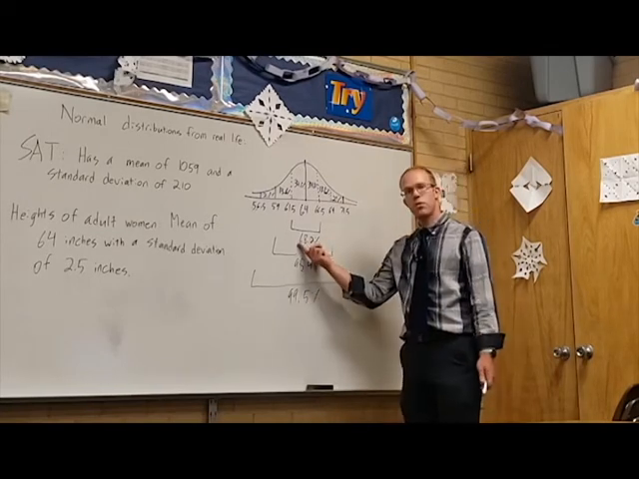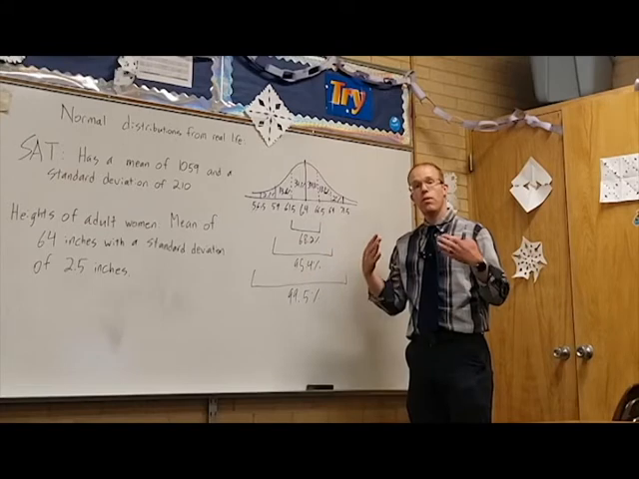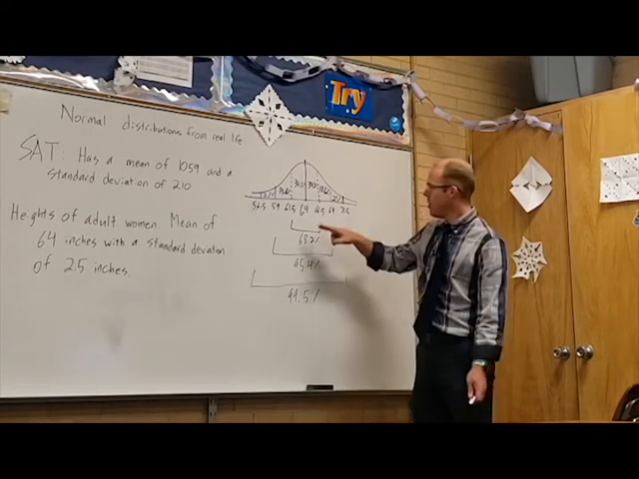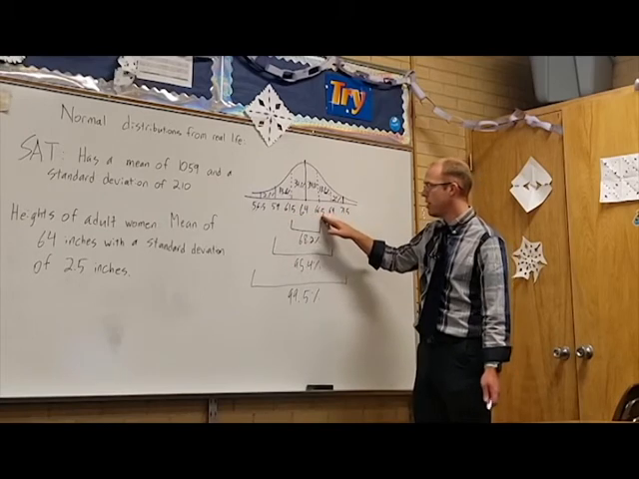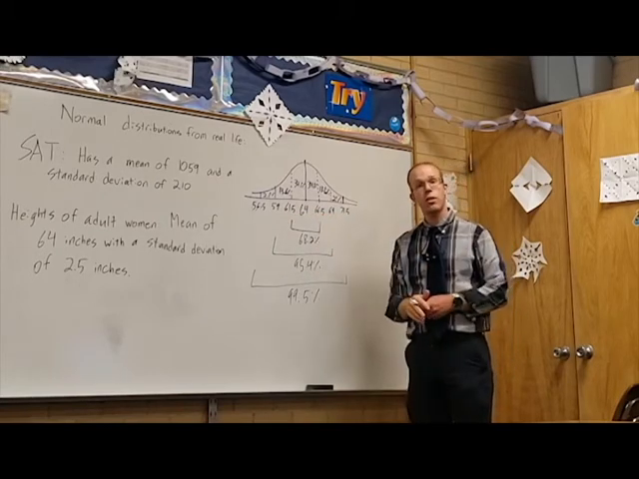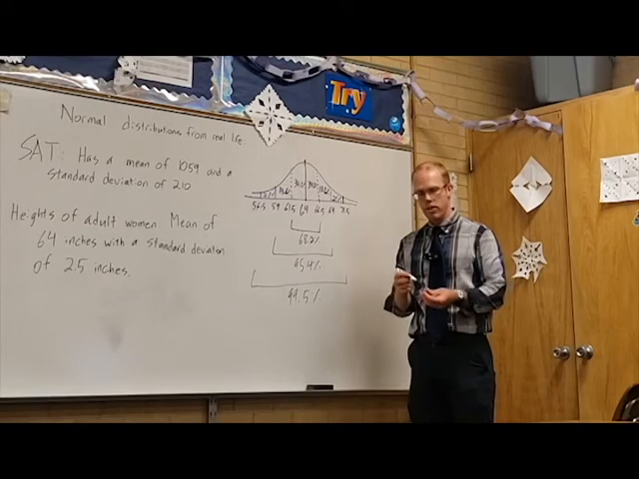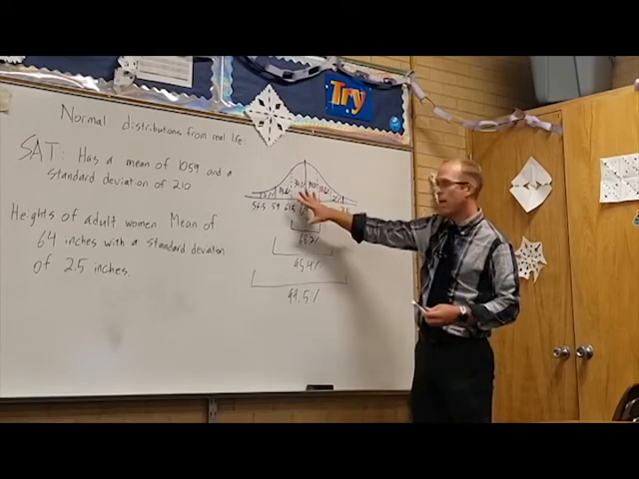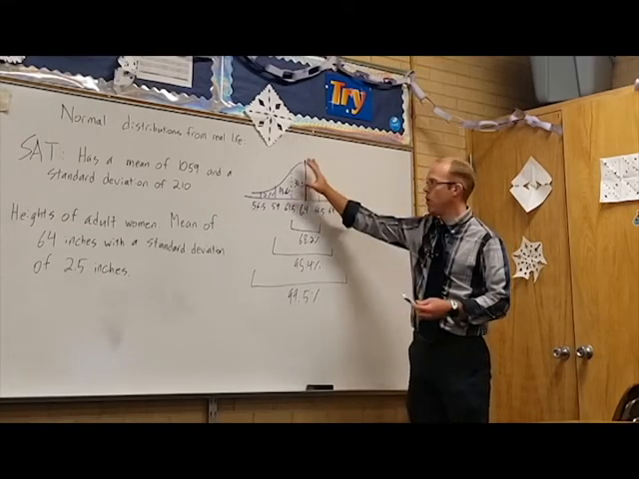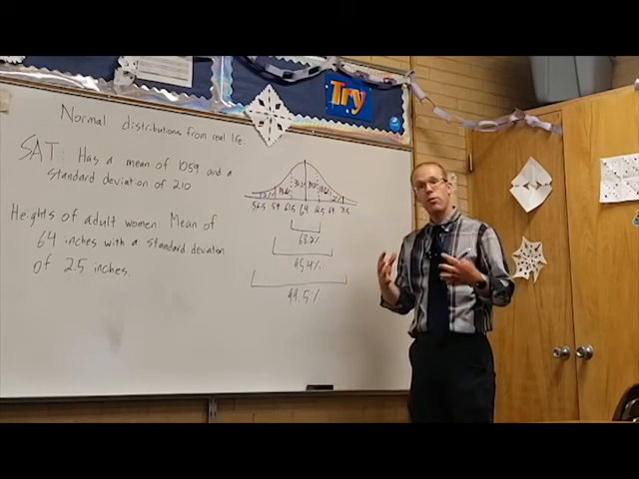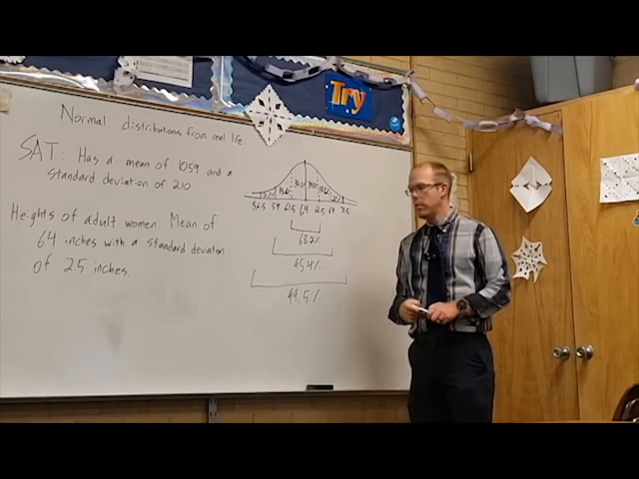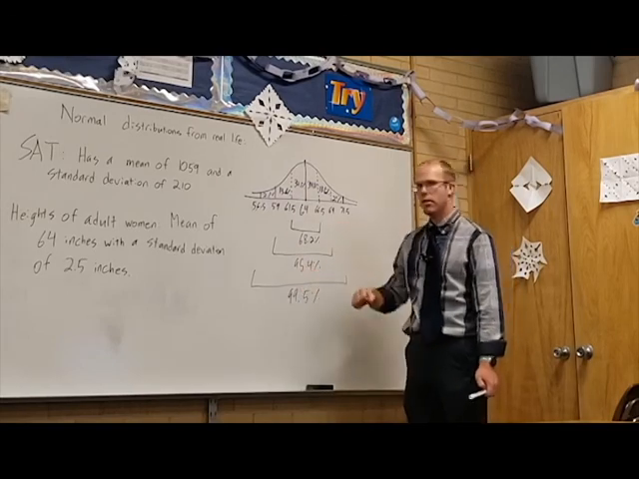So 68% of the adult female population in the United States is somewhere between 61.5 inches and 66.5 inches, and we can kind of start to break that down into categories and analyze if people are around average or if they're taller than average or shorter than average. And that gives us some powerful tools that we can use in the world of statistics. So remember these percentages. Thank you very much.